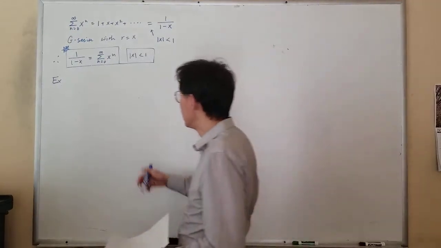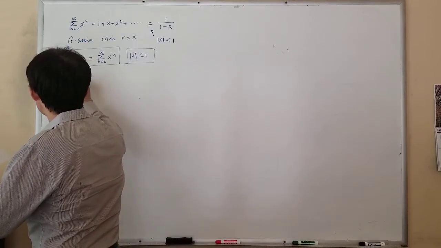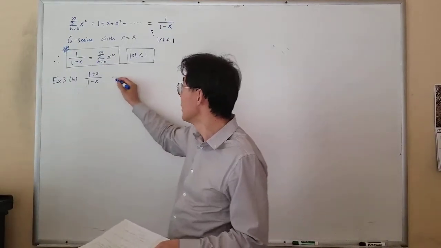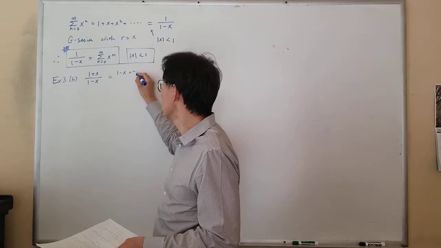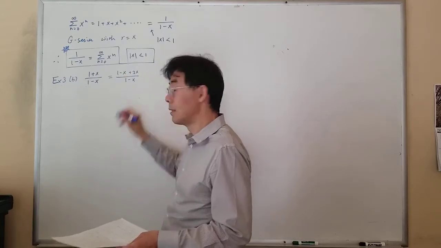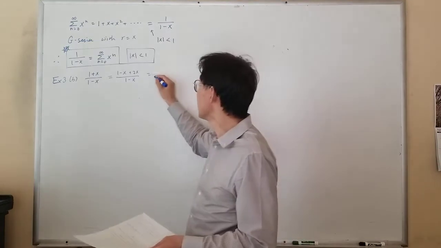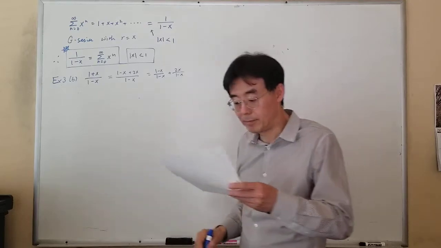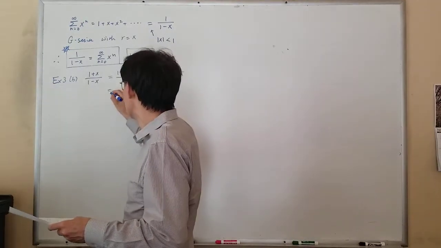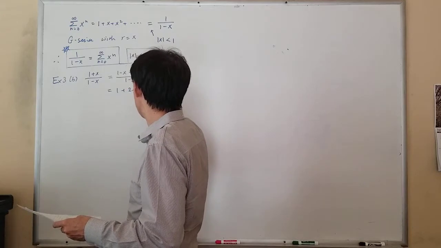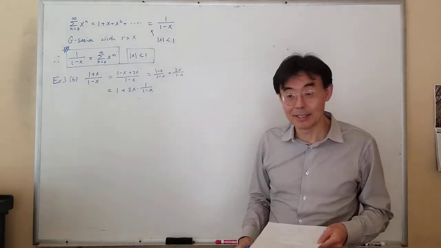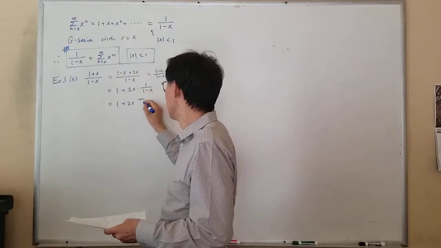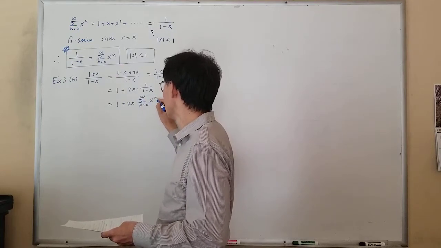Example 3, B was (1 plus x) over (1 minus x). Now, let's do this: 1 minus x plus 2x. I want to write it this way. Why? So that I can split it. What is it? 1 plus 2x times 1 over 1 minus x, isn't it? And we know this is the sum from 0 to infinity of x to the n.